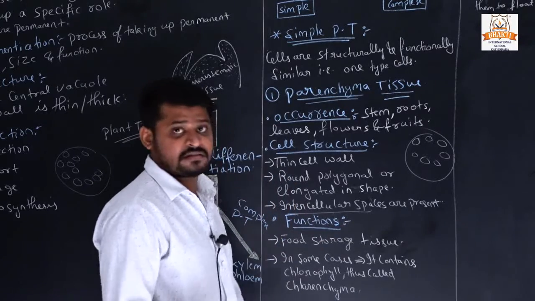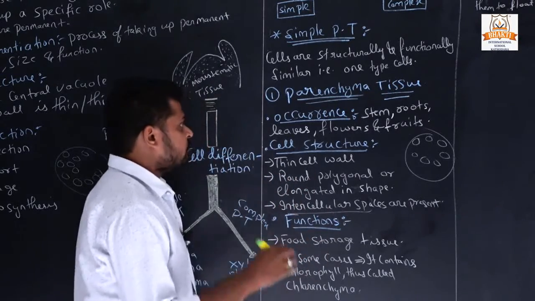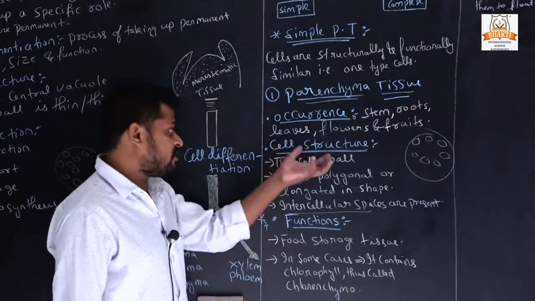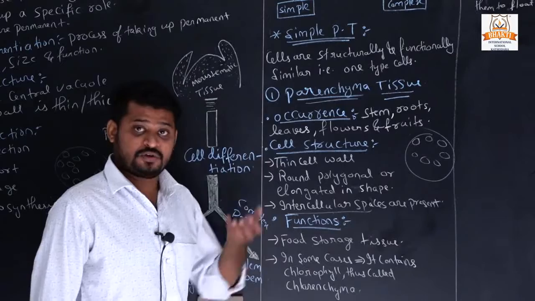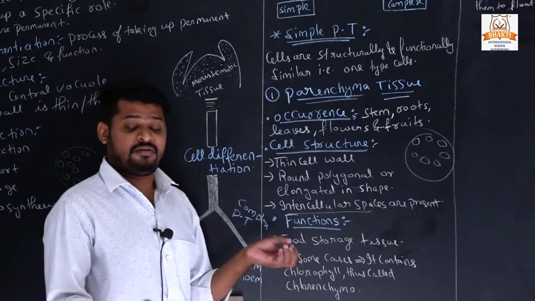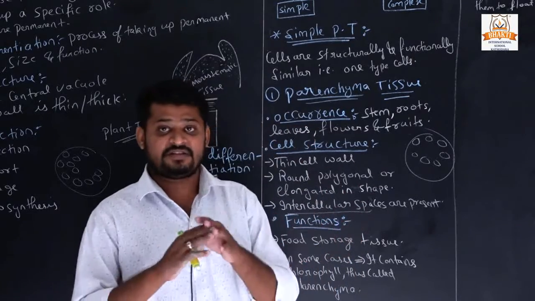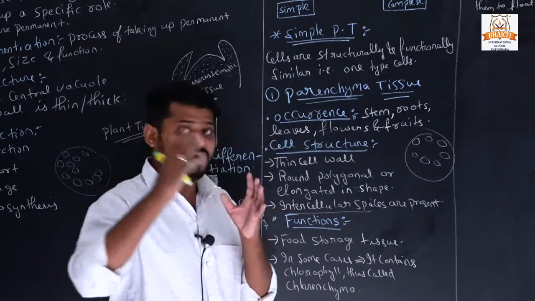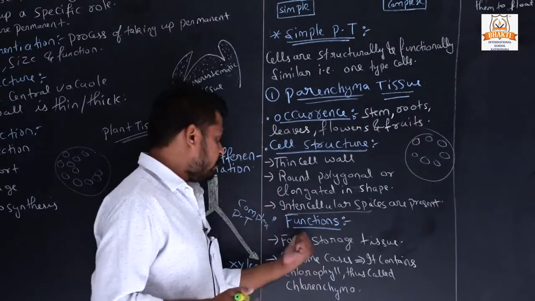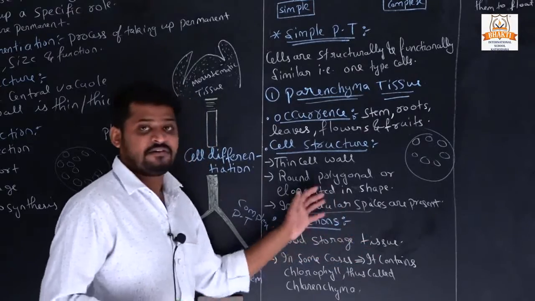The function of parenchyma tissue is food storage, in which vacuoles are present. Why are vacuoles present? To store the food. It has a large, long-term work happening, so it needs energy, so it stores food. Food storage is a function of parenchyma tissue.